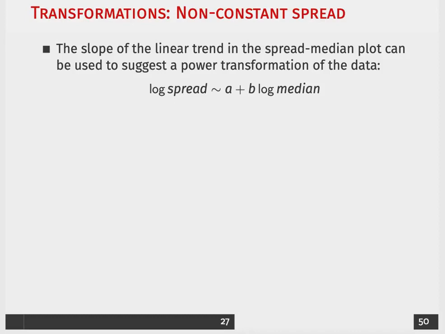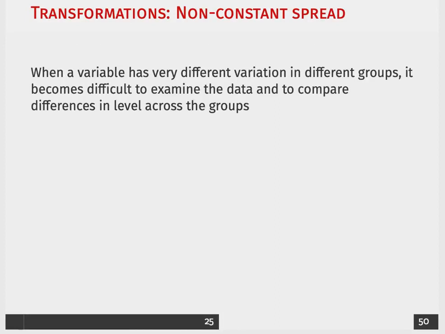Now that we've talked about transformations for skewness as well as nonlinearity, we're going to talk about transformations that we can use for non-constant spread. And by that, we mean when a variable has different variation in different groups, it's going to be really hard for us to examine this data and to compare any differences between these different groups.